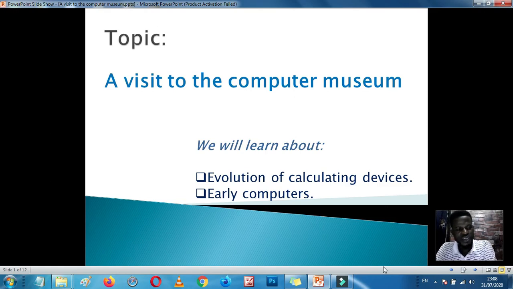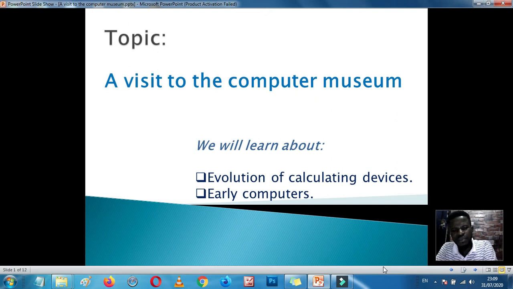I will be taking you on this topic, a visit to the computer museum. In this topic we are going to learn the evolution of calculating devices, and we're also going to learn about early computers. Before we had computers the way they are today, there were many calculating devices that people used to perform simple arithmetic operations. These days we don't see these devices anymore, but that doesn't mean they have gone extinct. They might not be in commercial use, but they are placed somewhere.